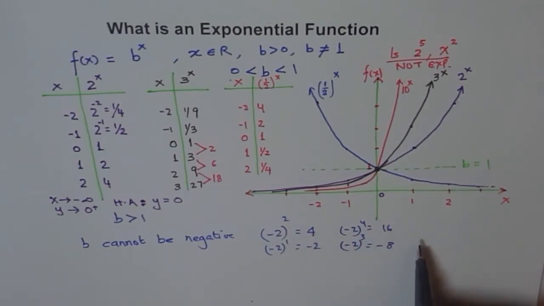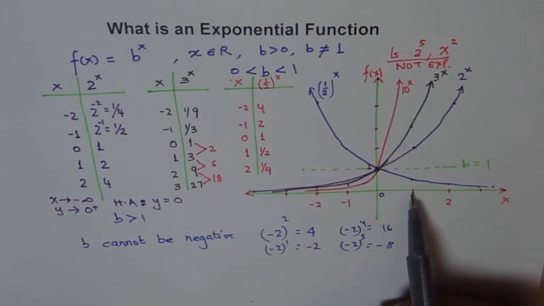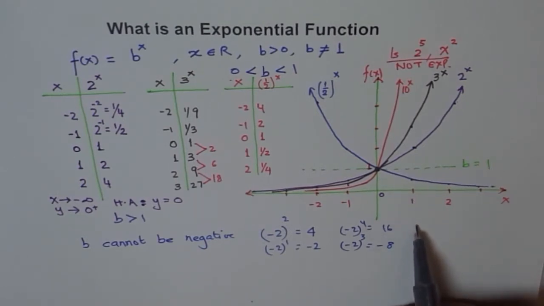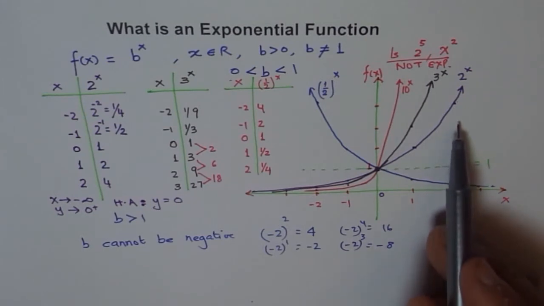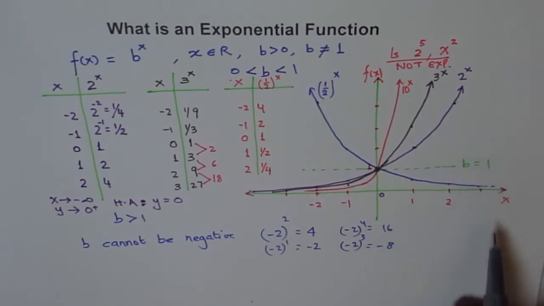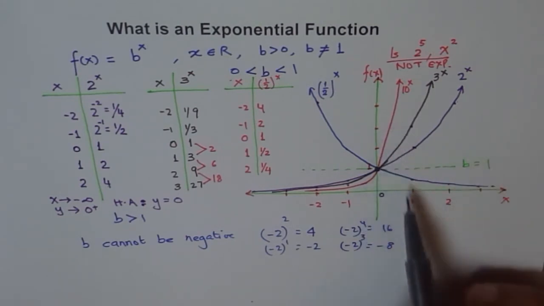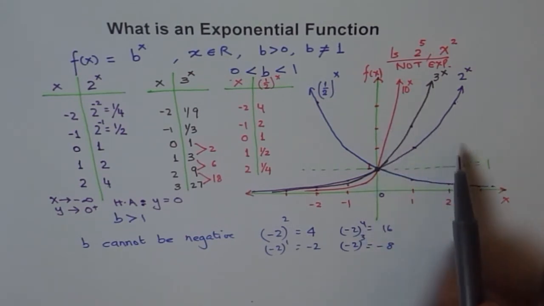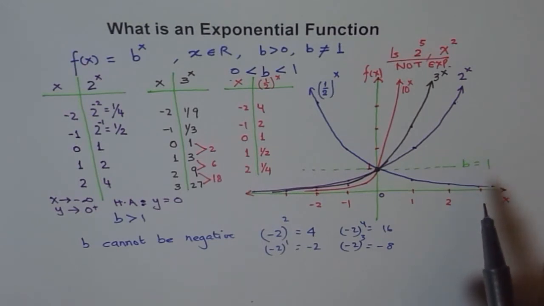That means we are sometimes here, sometimes there. For all odd powers, we will have a negative value, and for even powers, the value will be positive. So it's no longer a continuous function. The function will be flipping like this, so it won't be continuous. So we cannot have b as negative. That's one reason for it.